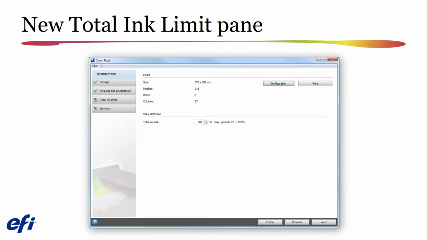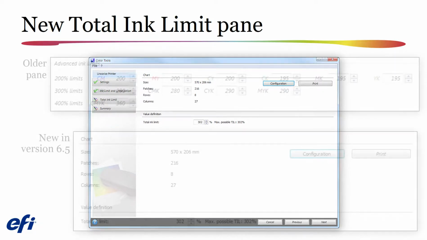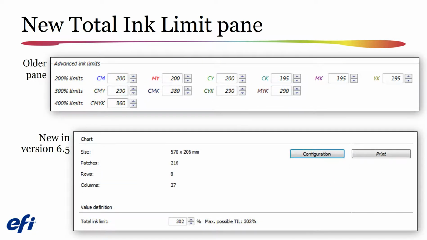On the next pane, instead of the advanced ink limit method found in version 6.4 and earlier, you will now find the new total ink limit method. Here you will find that instead of the multiple fields available that required ink limit entries, there is now a single entry that needs to be made, along with a button to launch the Total Ink Limit Chart configuration tool.